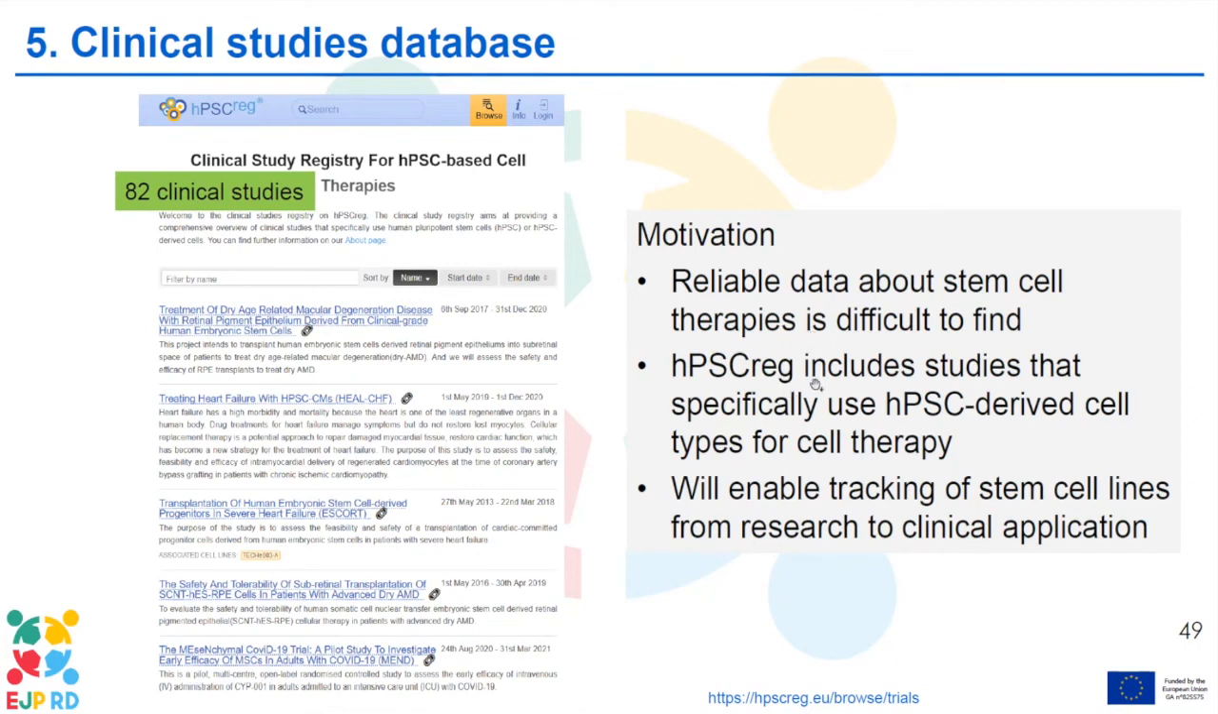We also include in this database studies that specifically use human pluripotent derived cell types for cell therapy. So this does not include mesenchymal stem cells or other adult stem cells. This is only about pluripotent stem cell products. And we hope that this will enable the tracking of stem cell lines from research to clinical application.